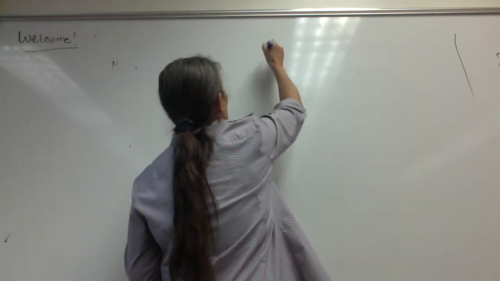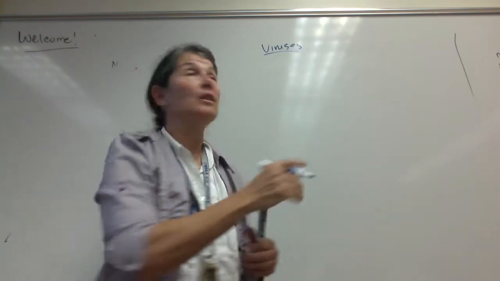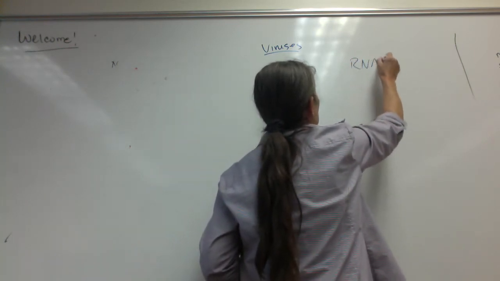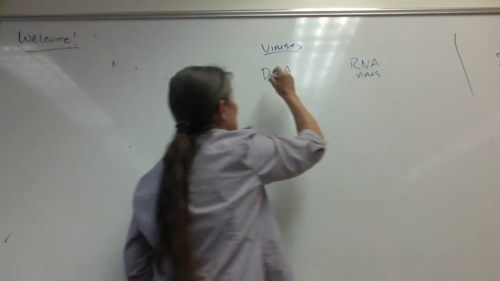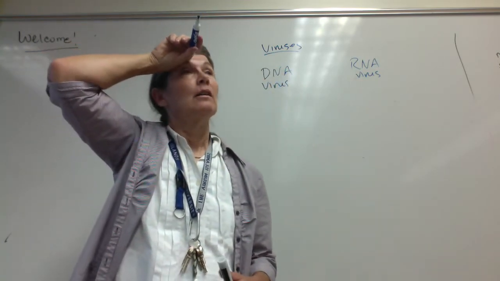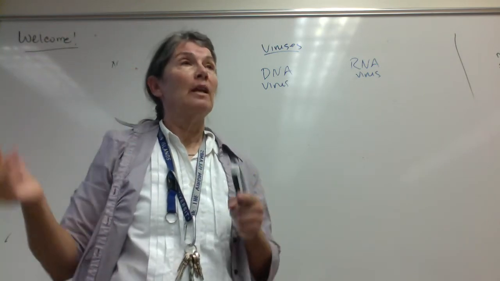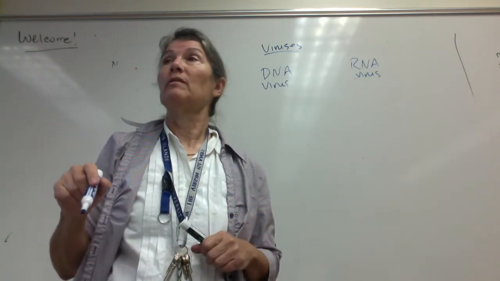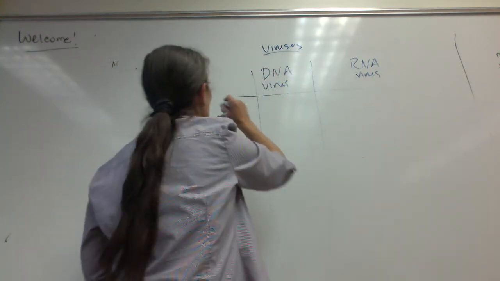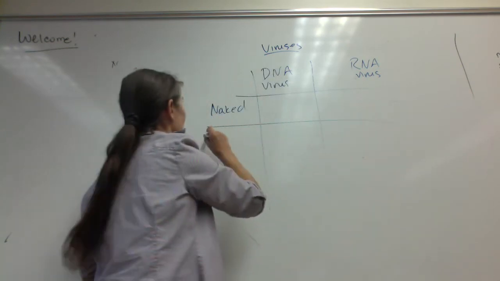Okay, so if we have our viruses, we can classify them according to whether they are DNA viruses or RNA viruses. And folks, who will have the higher mutation rate? RNA viruses. Why? Yeah, so the RNA polymerase that's going to make the viral RNA does not proofread, right? Good job, you guys. And now we know a little bit more, we can further classify them as naked or as enveloped.